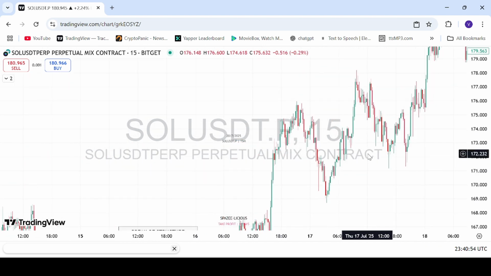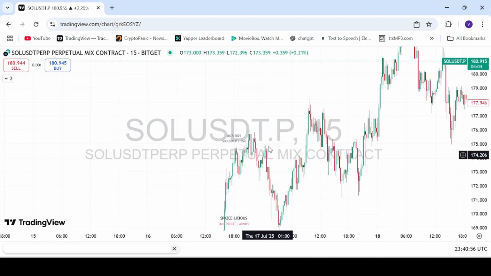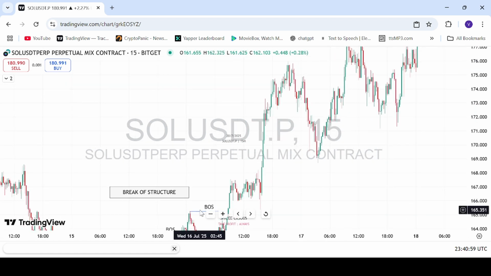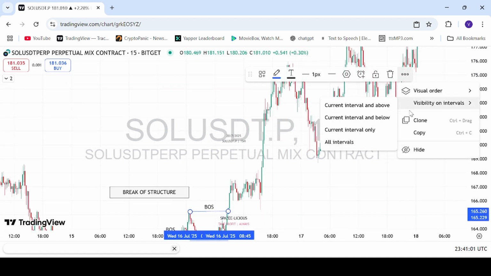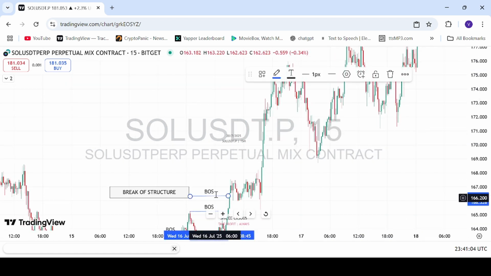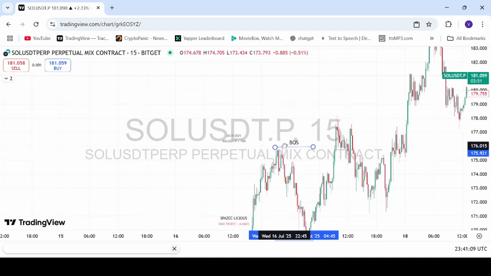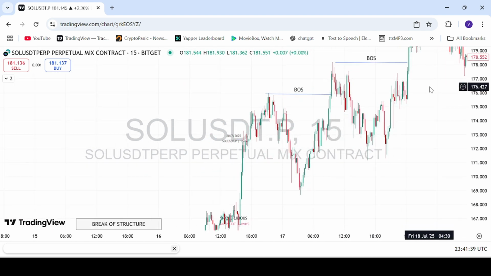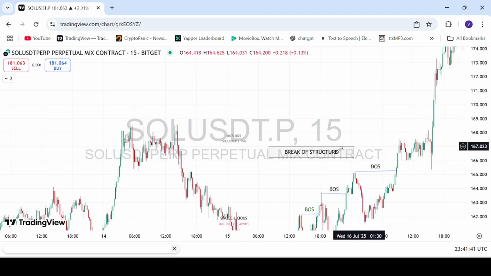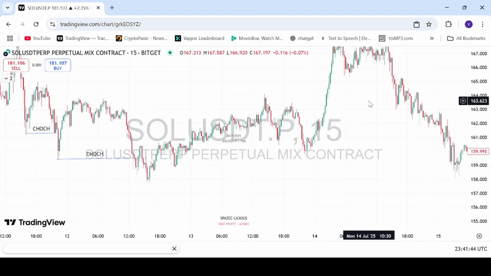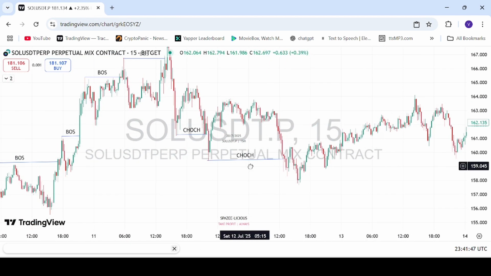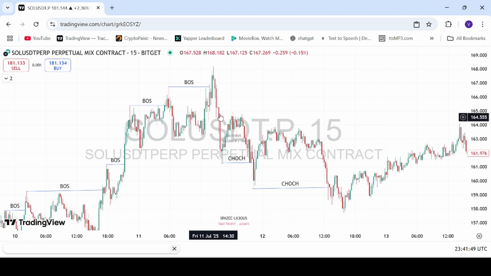The same thing goes in a downtrend movement. When the price keeps making a lower low, keeps creating a lower low, that's a BOS too. Most times it actually shows that the trend is continuing, like the trend is still on. I don't know if you understand what I'm saying. So that is a BOS.